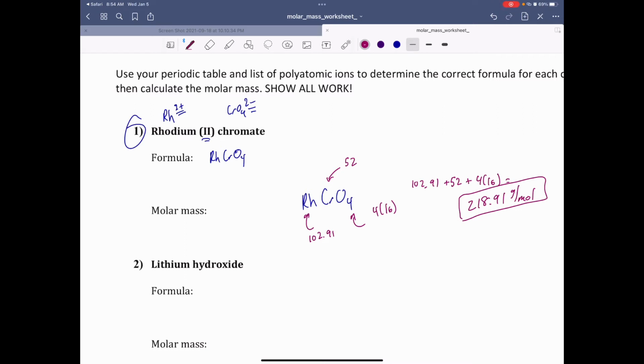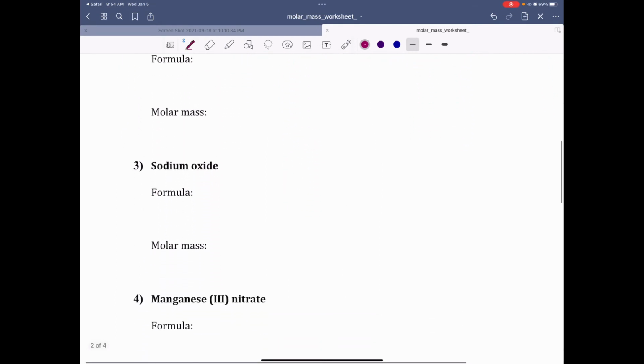Again, the first step is to get the charge of each individual ion. Then the next step is to balance it out correctly. In this case, they were already balanced, so that's how you're going to get the correct formula. And then the third step after that is to basically just do what I did here, add up all the pieces. All right, so let's do another one that might be a little bit harder than that.